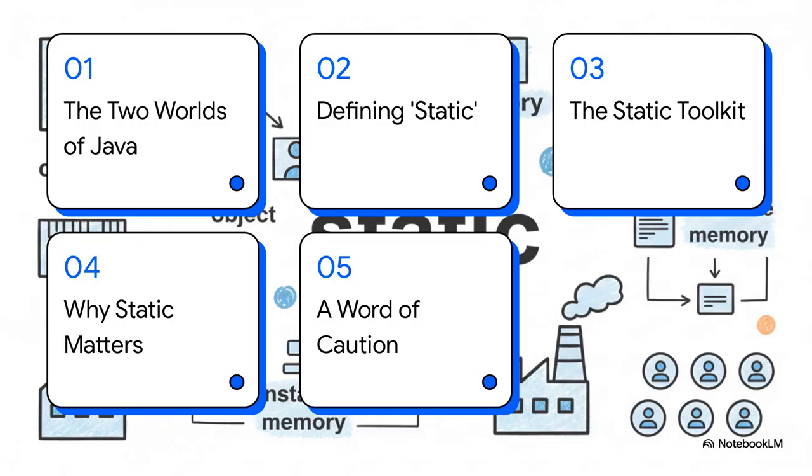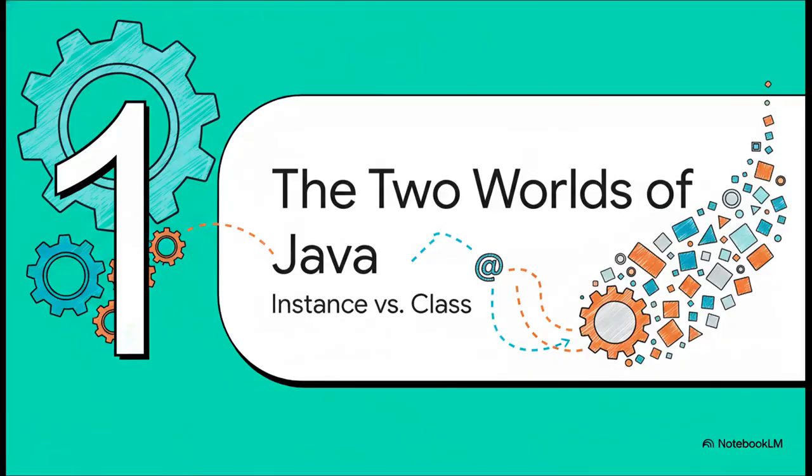So here's our game plan. We'll start by looking at the two different worlds that exist inside a Java class. Then we'll get a solid definition for static, check out its toolkit, see why it's so important, and wrap up with a really crucial word of caution. Okay, let's jump right into our first section, the two worlds of Java. We're going to look at instance versus class. Honestly, getting this distinction down is the key to unlocking everything else about static.